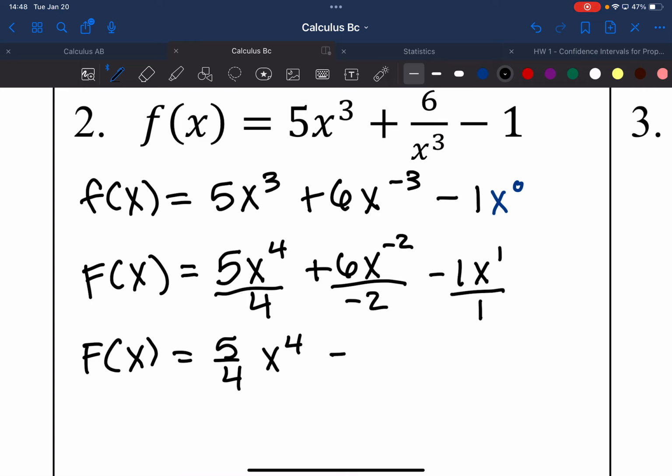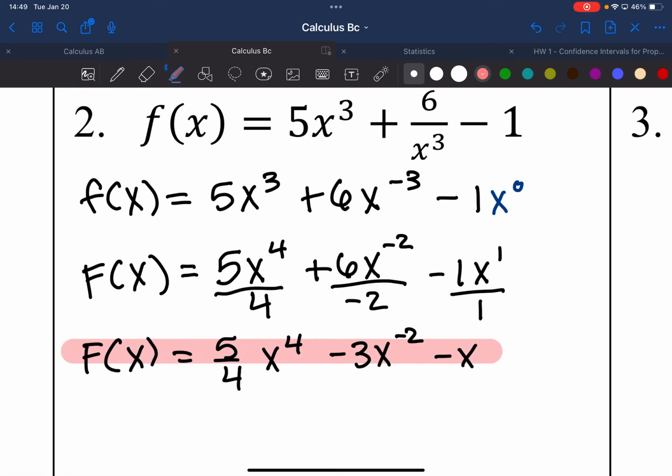And then we have minus 3x to the -2, which of course we could bring down to the denominator if we wanted to. And then we have minus x. Okay. So that would be our answer. Yes, thank you. Plus c. We can't forget plus c. Yes, we always include that plus c at the end.